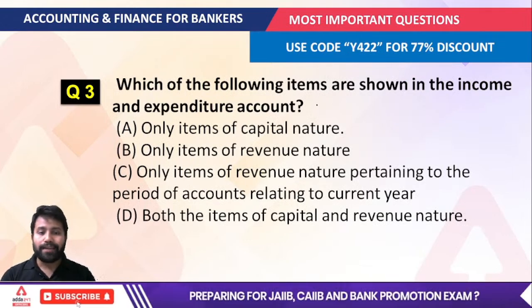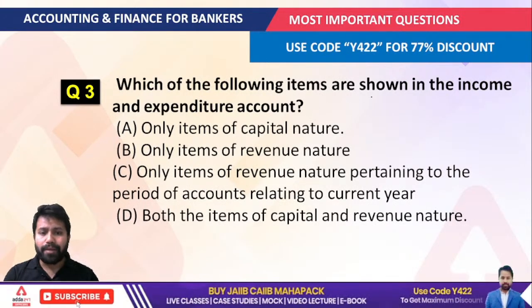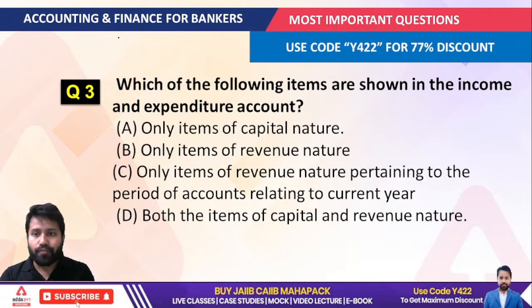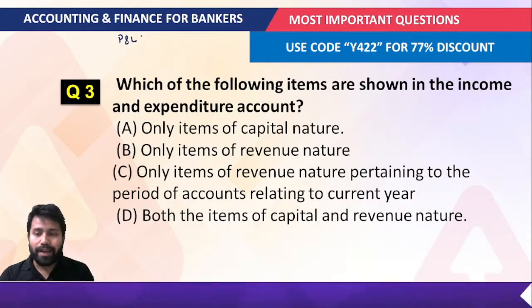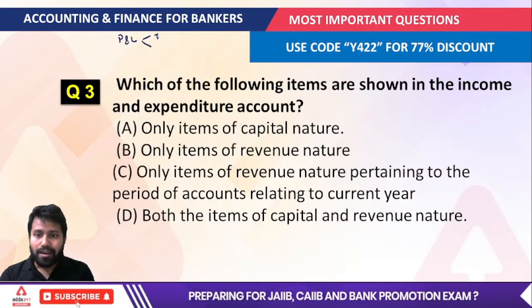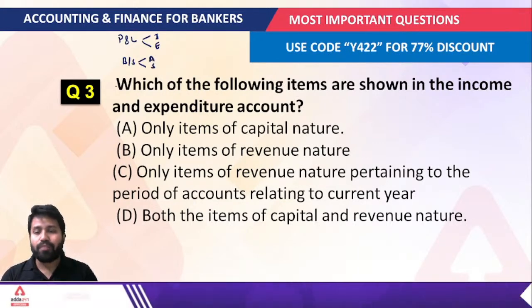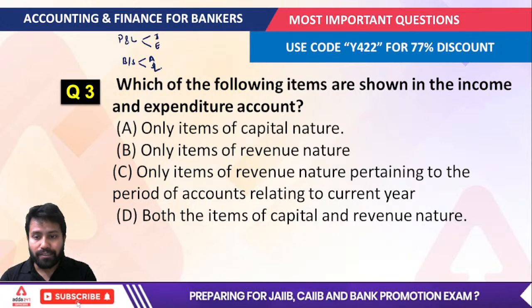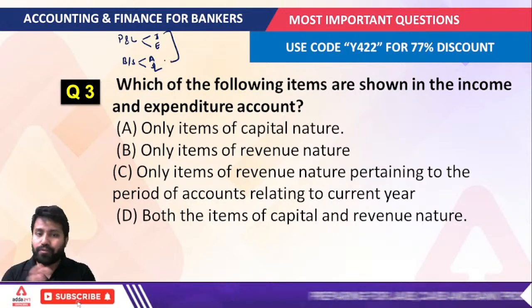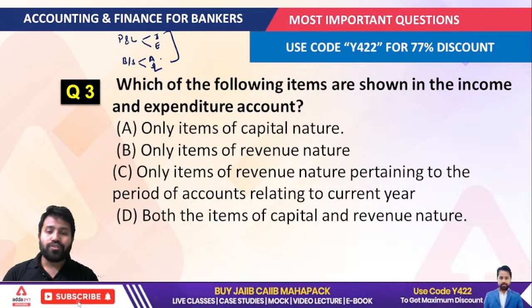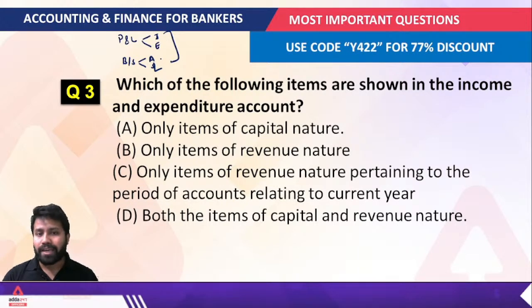Which of the following items are shown in the income and expenditure account? The very important thing I would like to tell you: whenever you find profit and loss, you can understand this is all about the income and expenditure statement. When we talk about the balance sheet, you have to understand this is all about the assets and the liabilities. So these two things you always have to remember, right? So which of the following items are shown in the income and expenditure account?